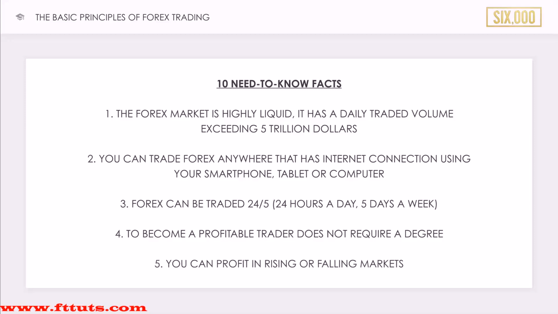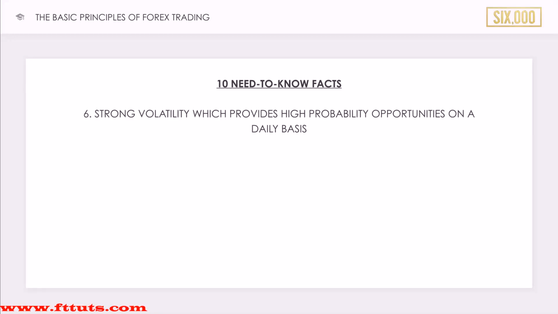Number five, you can profit in rising or falling markets. So no matter whether the market is going up or down, you can buy or sell and make profit on both ends of the market. Now on to number six, strong volatility, which provides high probability opportunities on a daily basis.